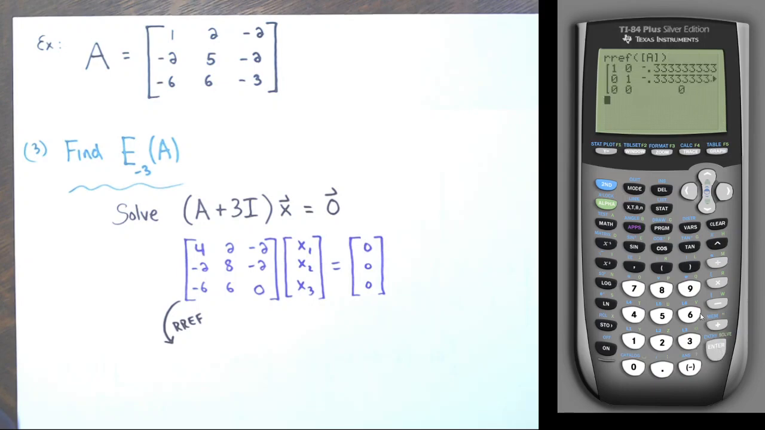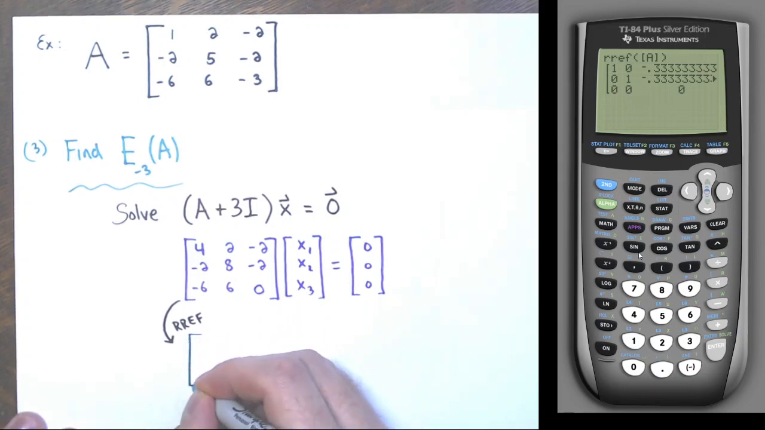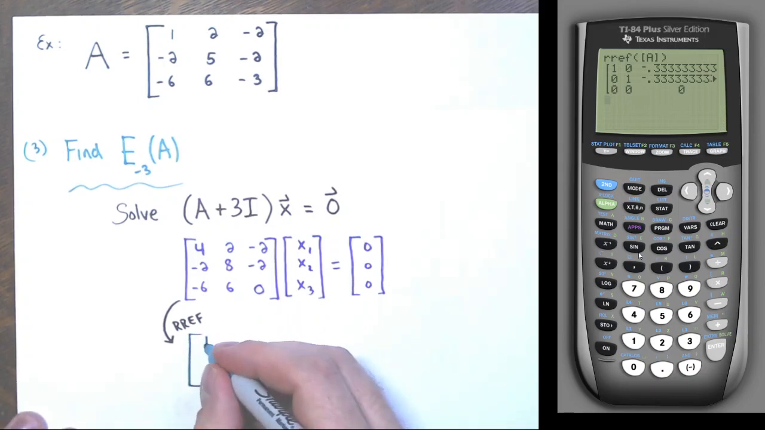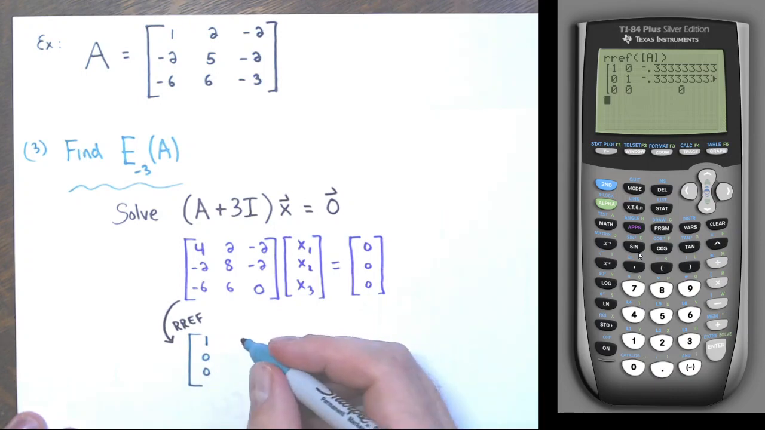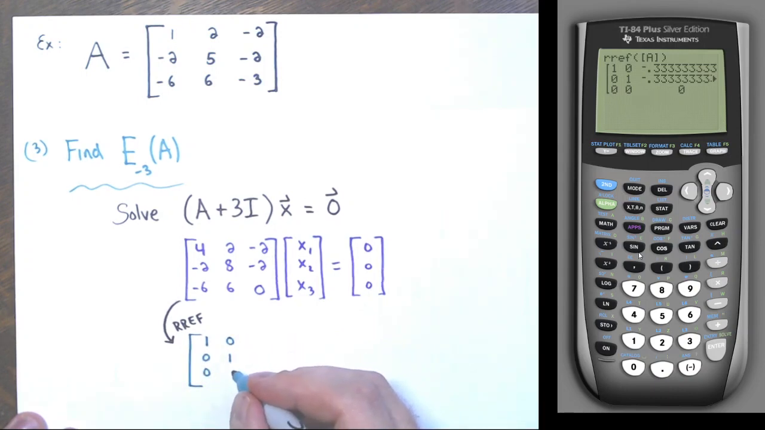Okay. And this is -1/3 and -1/3, 0.3 forever. I'm not going to change that to fractions. I know what those are. So here we are. This matrix in reduced echelon form. 1, 0, 0, 0, 1, 0.